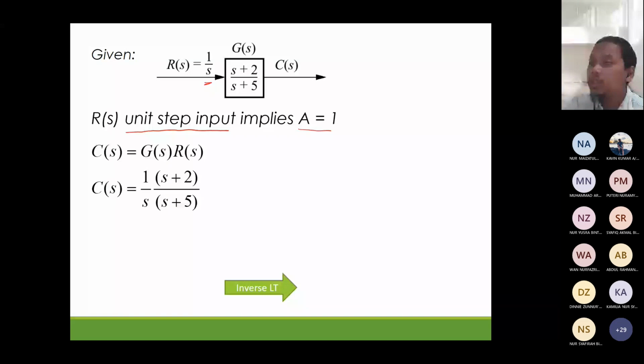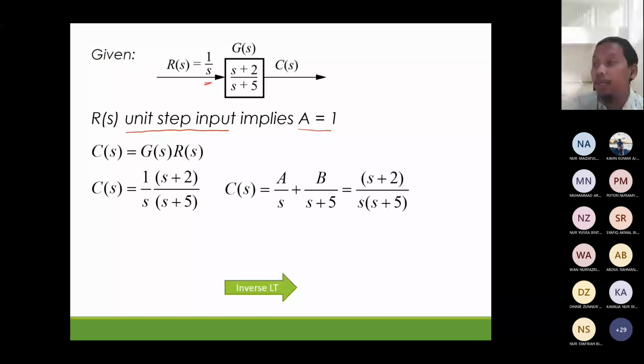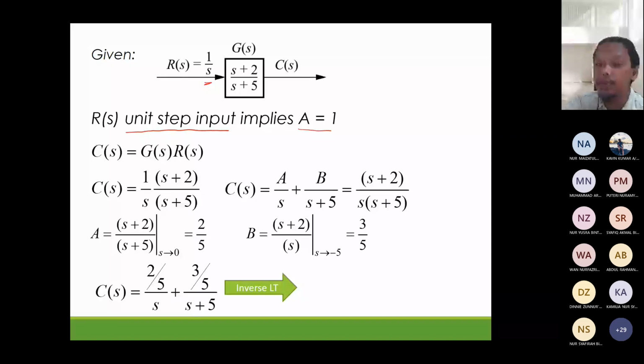So we apply this into the transfer function. So we get C(s) equals 1 over S times (S plus 2) over (S plus 5). Then we apply partial fraction expansion. We find A and B. We get the fraction that has been separated. Apply inverse Laplace transform. So we get the time response c(t). And then from the time response, we can plot the graph.